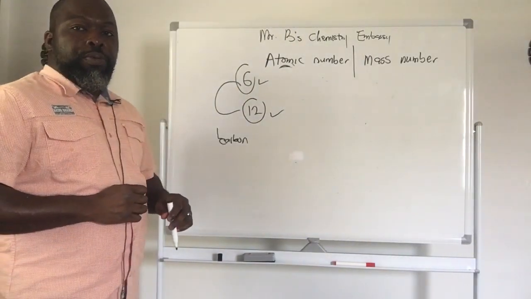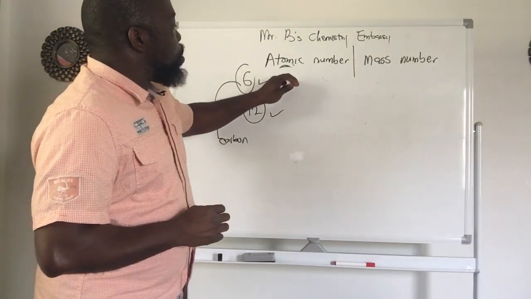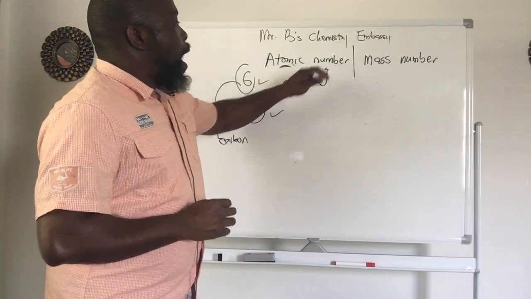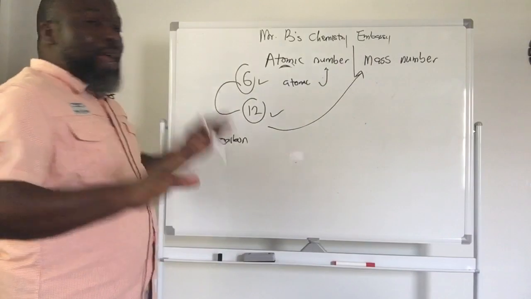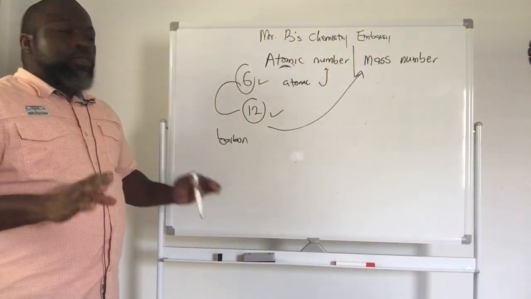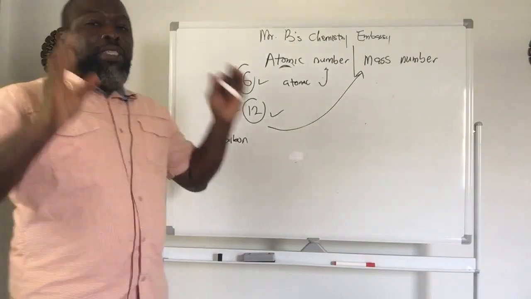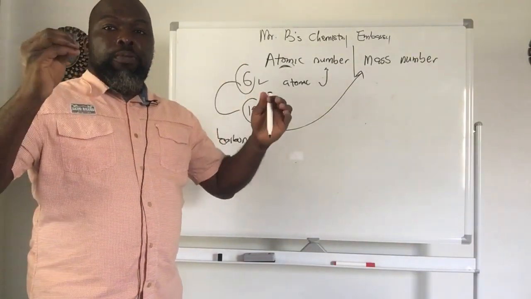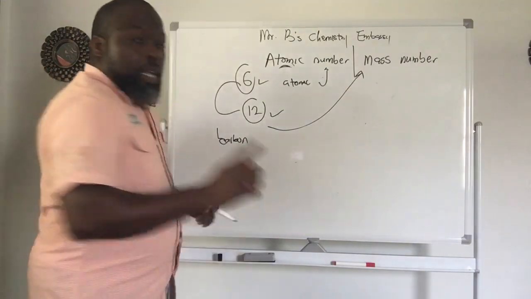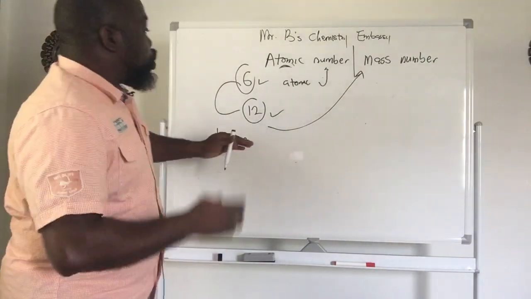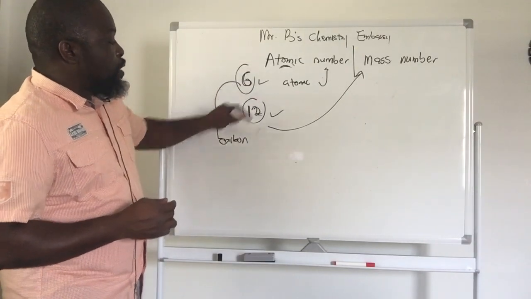So how do you know? Like I said, the smaller number is always your atomic number. And the bigger number is always your what? Your mass number. That is how you differentiate it. So when you see an element on the periodic table, just think: which one is the bigger number and which one is the smaller number? And sometimes some periodic tables switch. The smaller number is not always on top and the bigger is not always at the bottom.